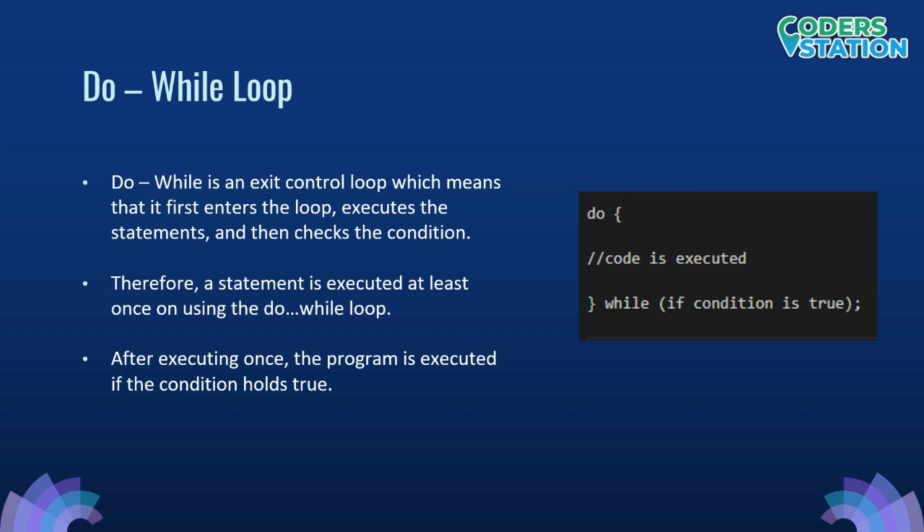So you can see here in the syntax, do, first we are not taking any conditions, it directly enters the loop, executes the statements inside the bracket, and then for the while term it checks if the condition is true, then again the loop starts. So the loop continues if the condition is true, but before that the code is executed once.